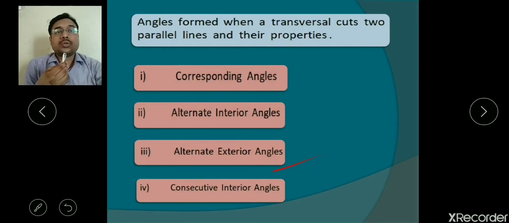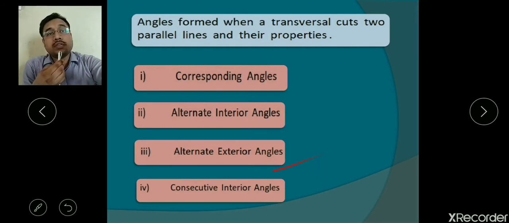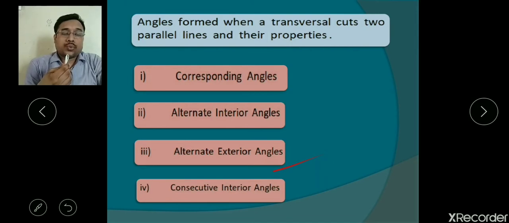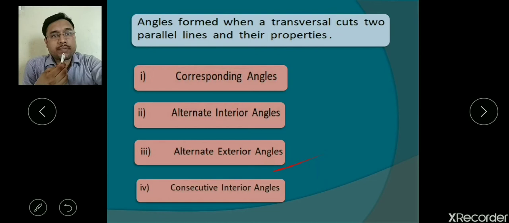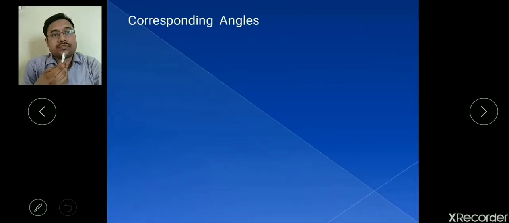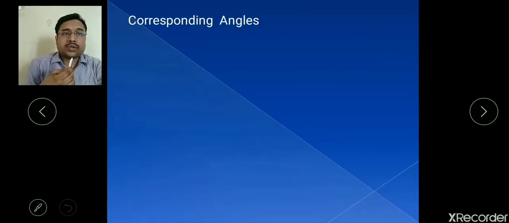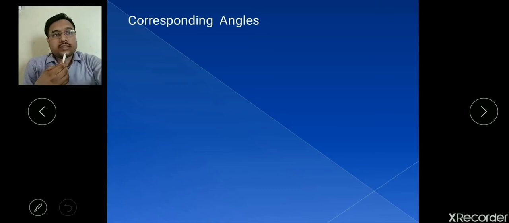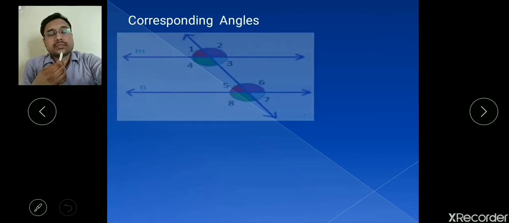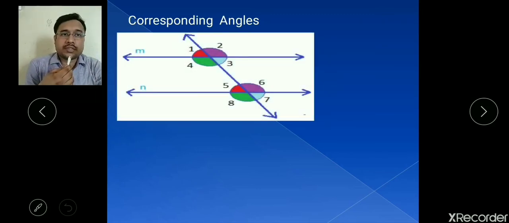Okay, so now one by one we will see which types of angles are called corresponding angles and what their properties are. One by one we will study these angles. So the first angle is the corresponding angle. They also come in pairs only. In this diagram you can see I have shown the corresponding angles with different colors.